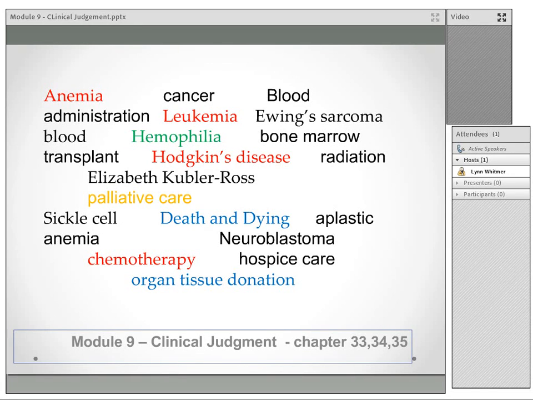We can go from something as benign as iron deficiency anemia to something as dramatic or devastating as leukemia, some of the other cancers, and then of course we have to talk about moving from curative care to palliative care, offering hospice, discussing organ donation, and then the nursing care of the child who's going through dying, ultimately to die, and how we support them and their families. As I said, not a very pleasant way to end the quarter, but these 3 chapters do fit very well together. So let us begin.